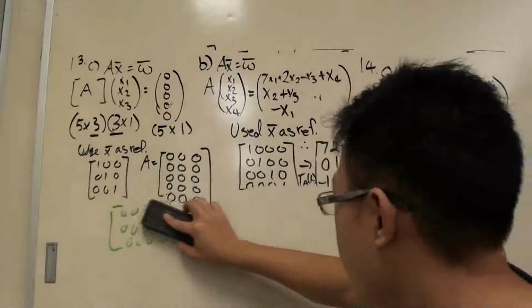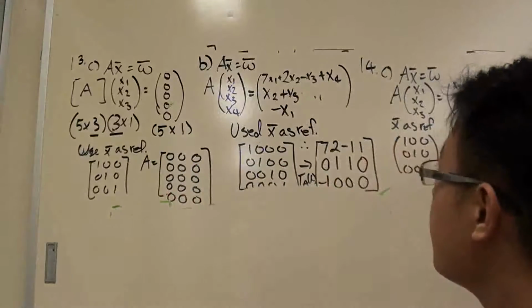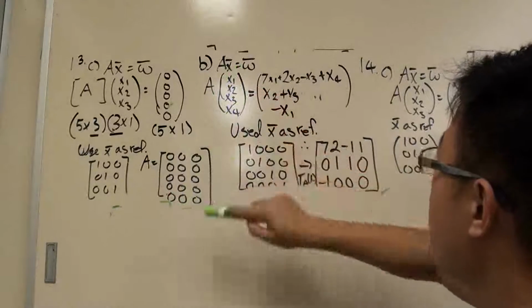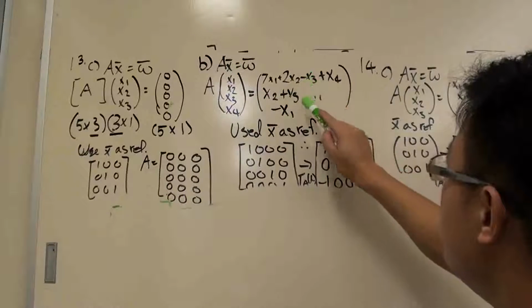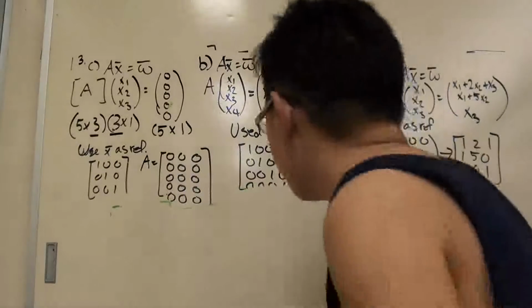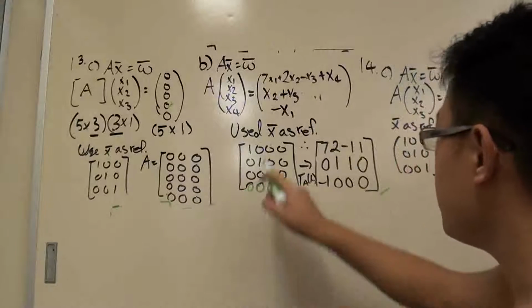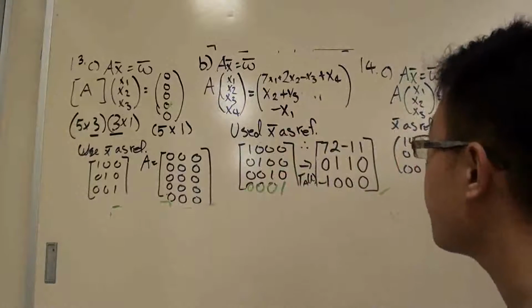So because of that, this is our answer. I'll let you observe that for a while. B, same idea. X vector is 4 by 1. This one is 3 by 1, right? Oh no, I erased this. Okay, so again, same idea, using the x vector as a reference.